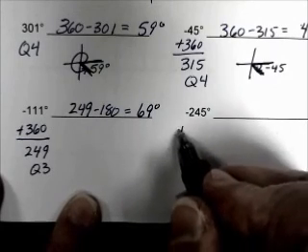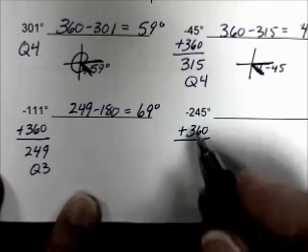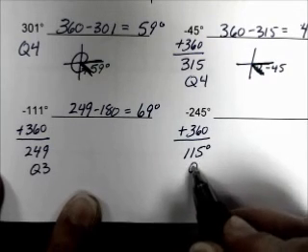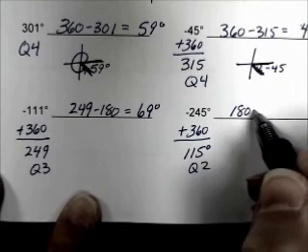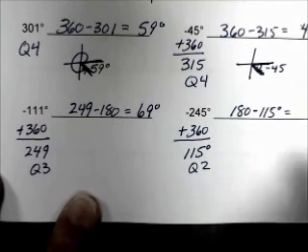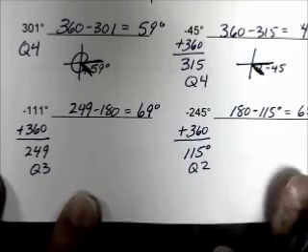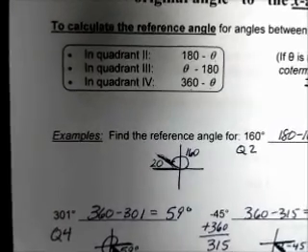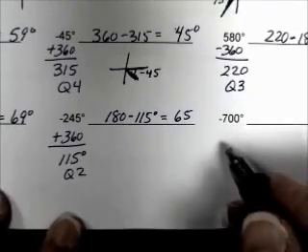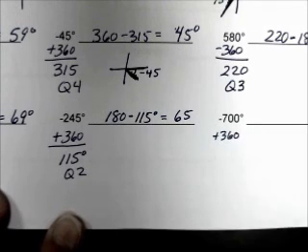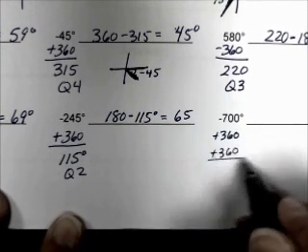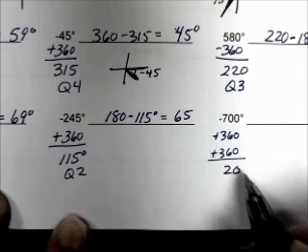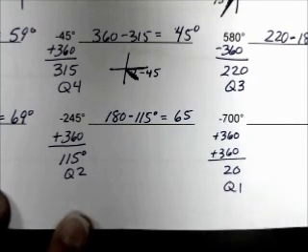Negative 245 degree angle, add your 360 to get a coterminal angle value of 115. A 115 degree angle would end up in quadrant 2. And for quadrant 2, we would take 180 minus our angle to get a reference angle of 65. Again, just plugging in to the three above. Negative 700 degrees. All right, I'm going to add 360 twice, because I know if I add one 360, I'll still end up with a negative. That's adding 720 to negative 700. That would leave us with 20 degrees. 20 degrees is in quadrant 1, so it's its own reference angle.